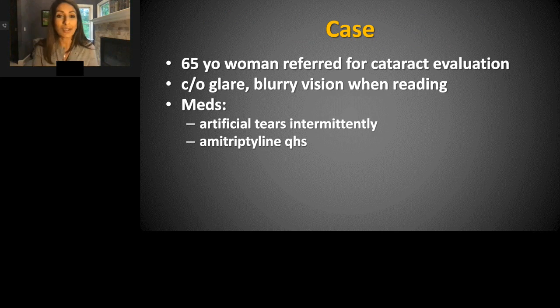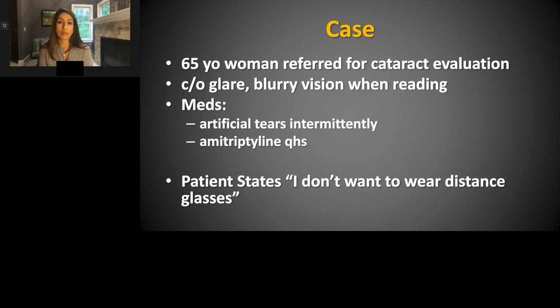Okay, so let's start to close things up here with a case. We have a 65-year-old woman. She's coming in for cataract evaluation. She has her classic symptoms: glare, blurry vision. She's using artificial tears, and she takes amitriptyline at night for sleep.